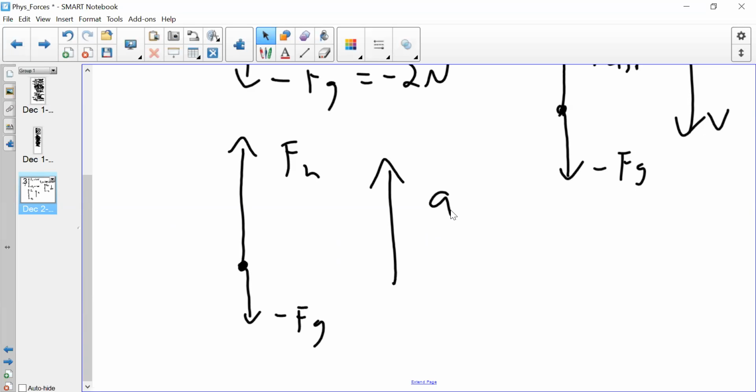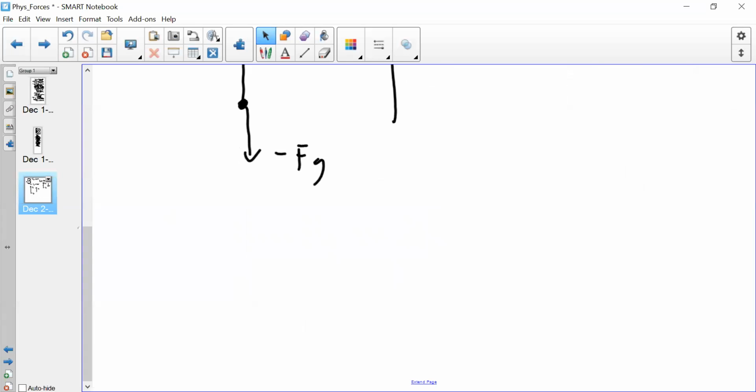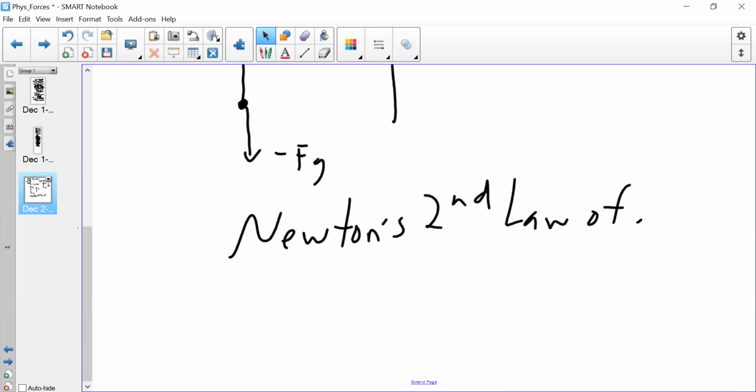If I have now my hand going down, the force of gravity would be greater than the force of the hand. The force of the hand would still be there, but it would just be a lesser value than the force of gravity. So Newton's second law deals with acceleration. Newton's second law of motion here.